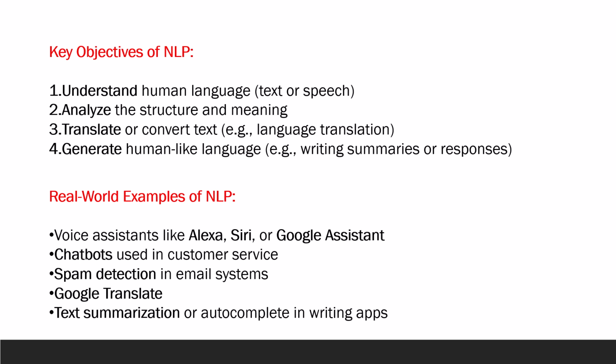Coming to here, we are going to discuss some of the key objectives of NLP. First, understand human language: analyze the structure and meaning of human language, translate and convert it into a form the machine can use, and generate human language again in the form of summaries or responses. Writing summaries or answering questions all helps make interactions with machines feel more natural and intuitive.